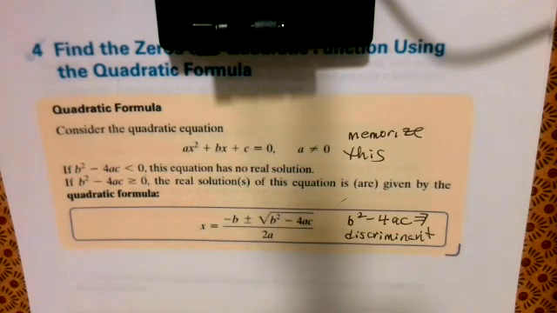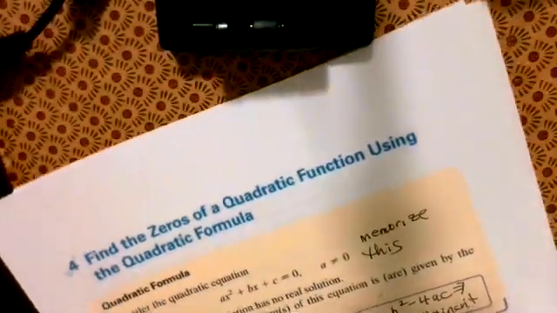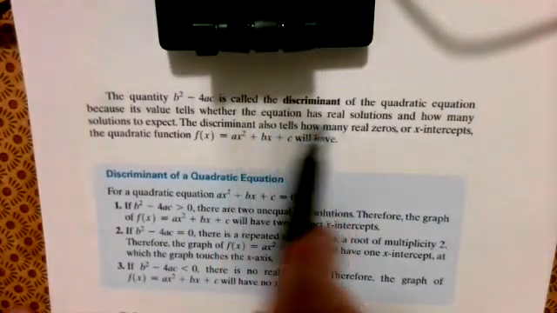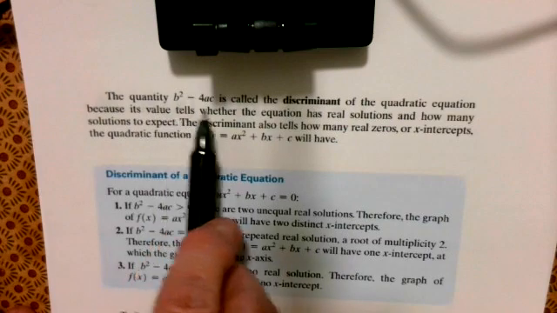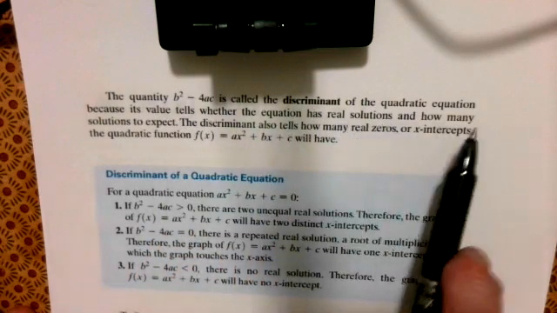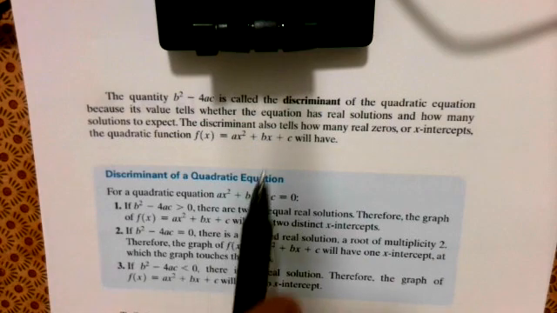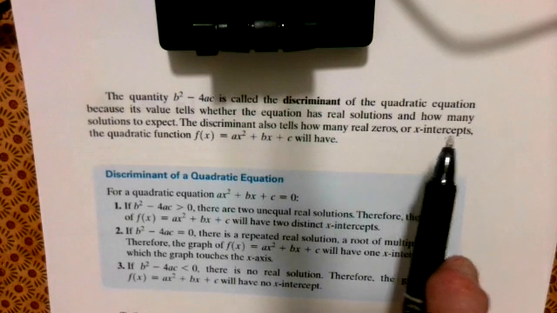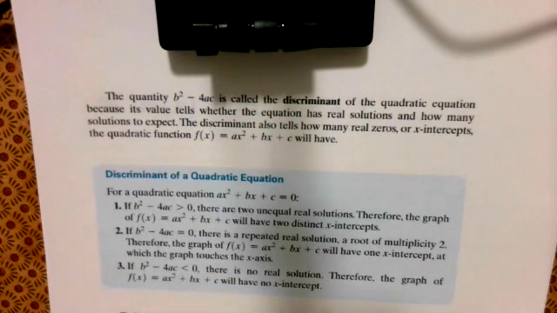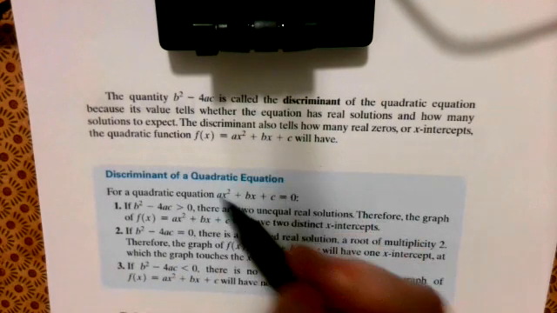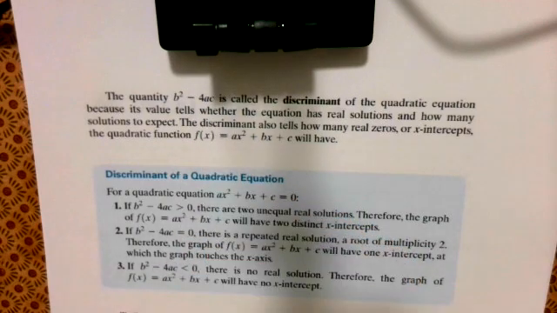Okay, so let's look at the discriminant. What the discriminant tells us, I didn't finish telling you that. It's called the discriminant of the quadratic equation because its value tells whether the equation has real solutions and how many solutions to expect. The discriminant also tells how many real zeros or x-intercepts the quadratic function will have, which means the solutions if you set this equal to 0.